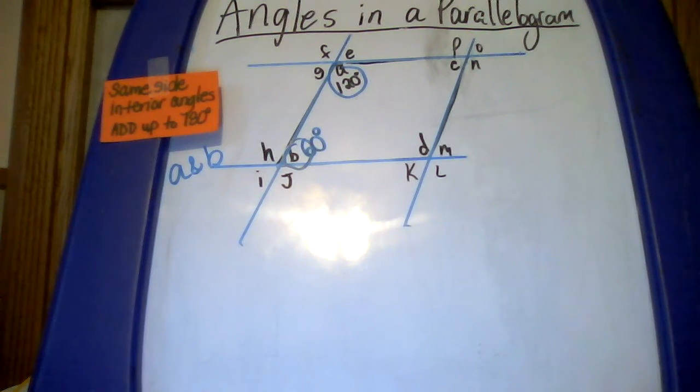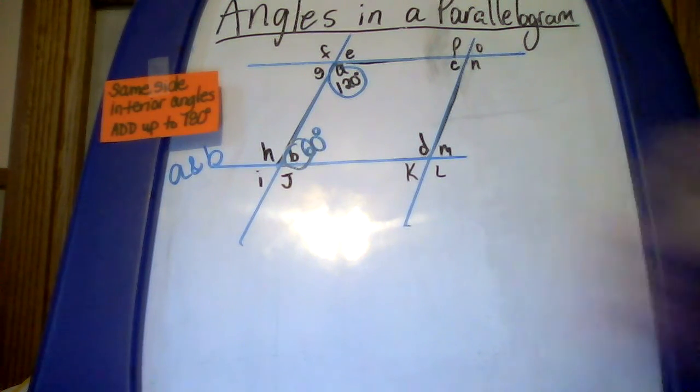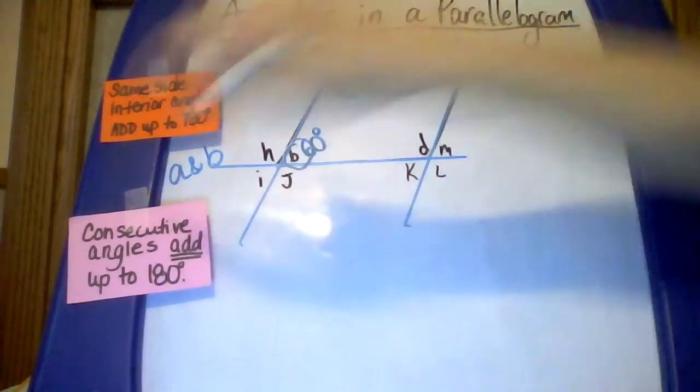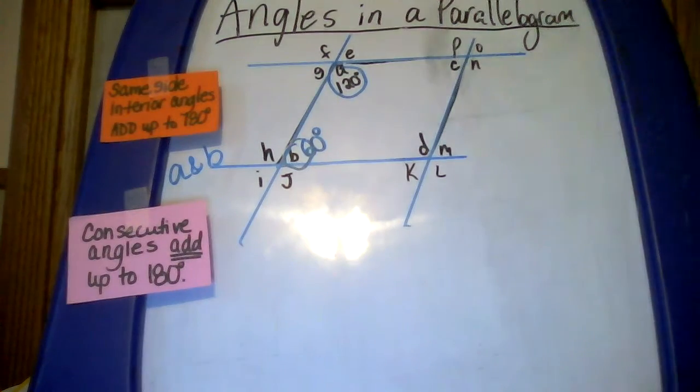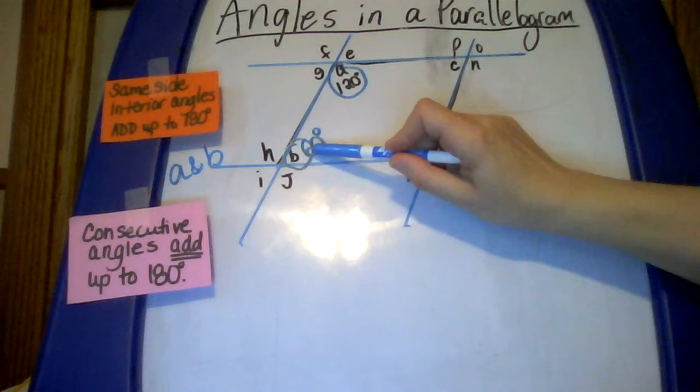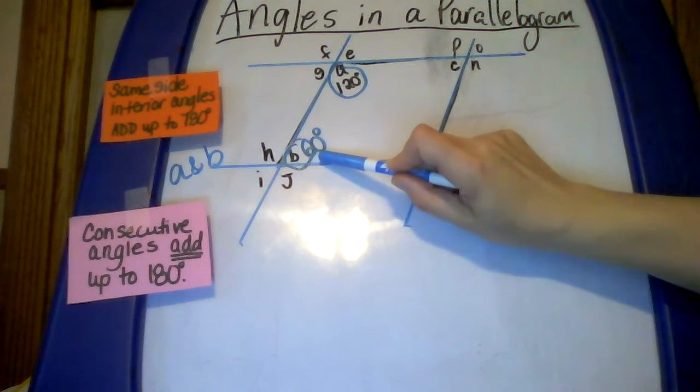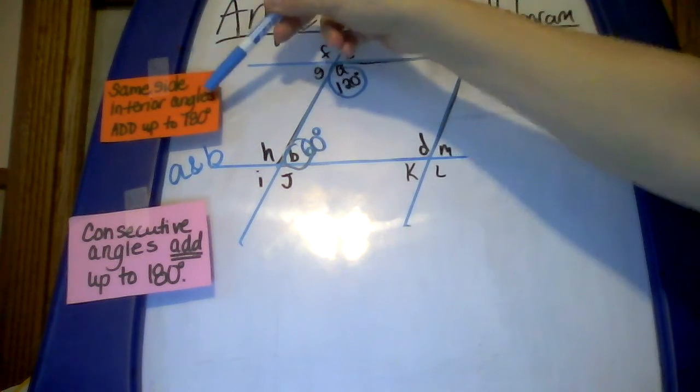So that pretty much tells me that consecutive angles add up to 180. A and B, consecutive angles of the parallelogram, add up to 180. How do we know that? Because they're same side interior angles.